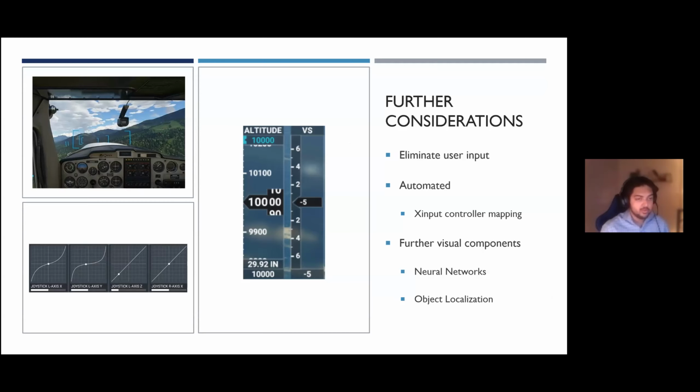So how can we get those points? This would be through further visual components, such as neural networks and object localization. What this could help with is finding those lights specifically in a large screenshot of the entire game or, let's say, the whole windshield of the aircraft. Just finding those lights would be done using object localization, and neural networks could more correctly define the altitude as an actual number instead of a category. And this number could show a certain amount of feet or meters that the plane is up in the air using neural networks.